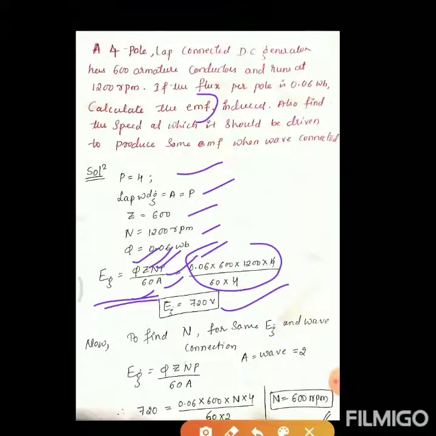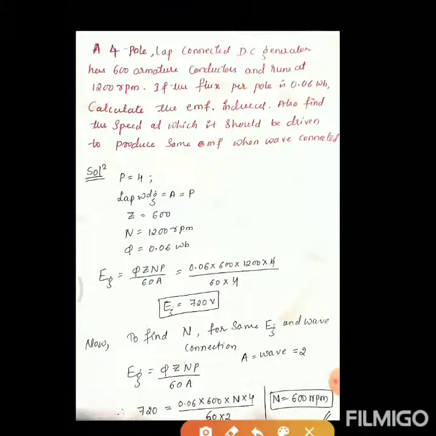Now in the second part, they have asked us to find the speed at which the generator should be driven to produce the same EMF, meaning the EMF remains the same, and the winding will be wave connected. Now you can observe, this is the formula, E = φZNP/60A. In this, E remains the same, that is 720.